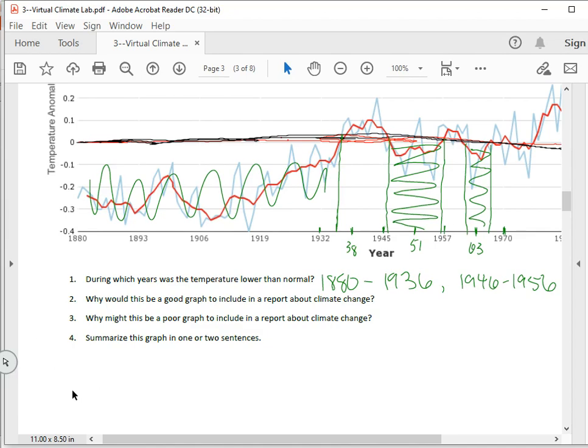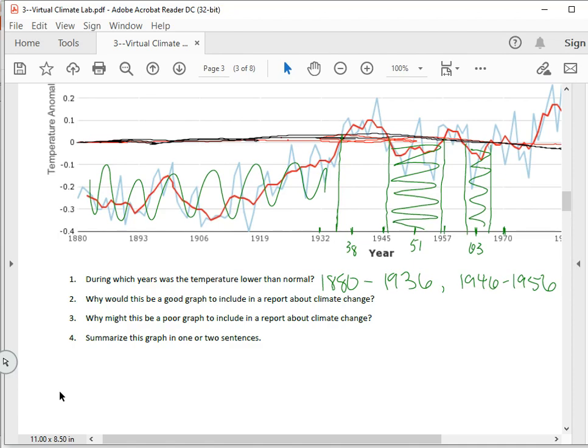So again, it just represents how humans have been able to track how the temperature has changed. However, how might this be a poor graph? Number 3, it really only goes back 150 years, and our world is much older than that. So that's, I guess, what I would put down for number 3. And it only goes up to 2009, which is about 13 years ago or so. So we're past that now.